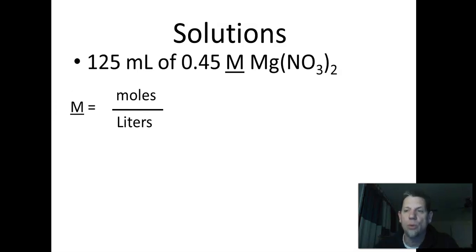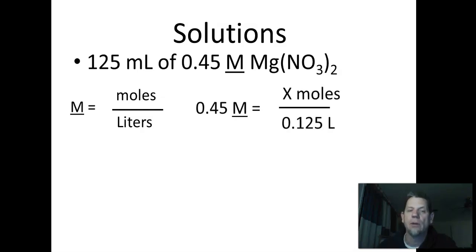Molarity is moles per liter. To find the moles and convert to grams, you use molarity. Remember the song from the really bad video, molarity, molarity is moles per liter of solution. So we're going to have to substitute numbers in place of these variables. The 0.45 is the molarity, X is the number of moles, and 0.125 liters. Remember the volume was 125 milliliters.